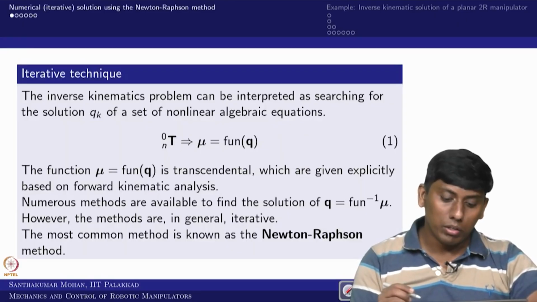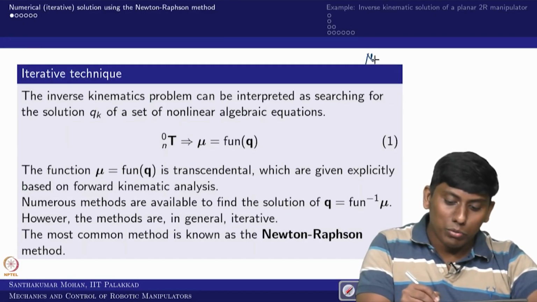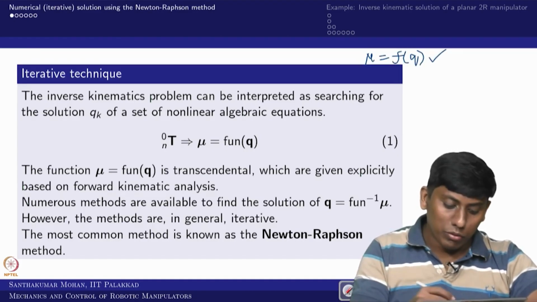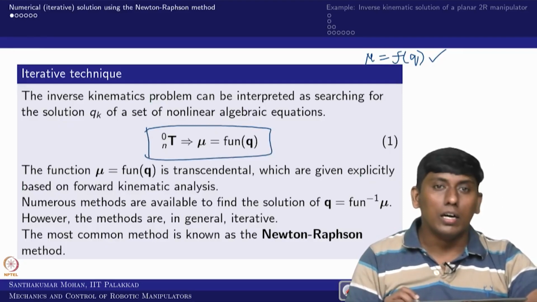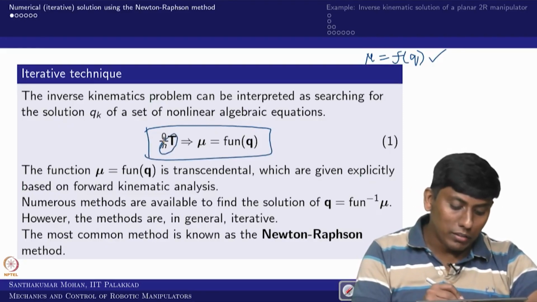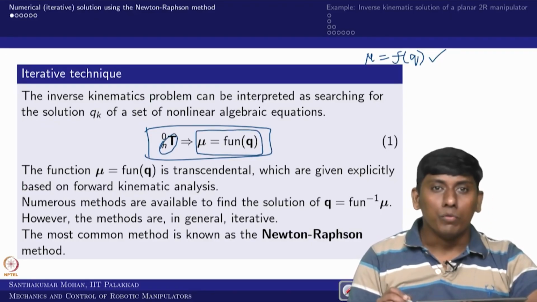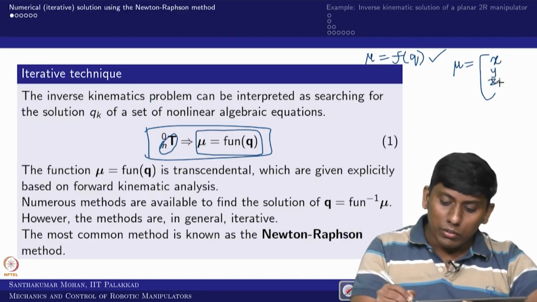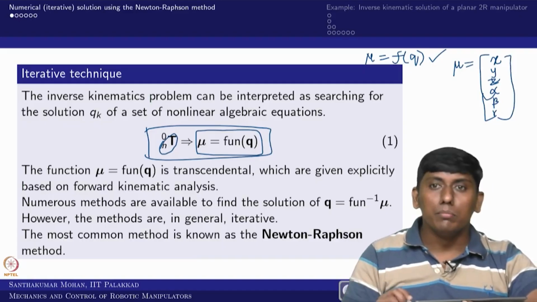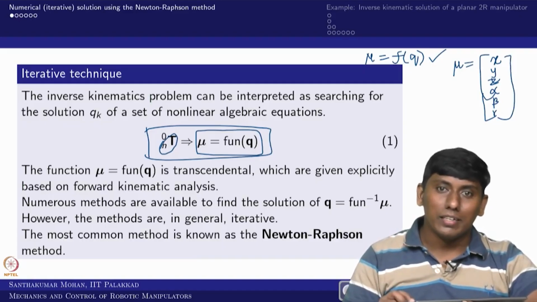So what we have is mu, a function of q. This is what we have found, especially from the transformation matrix of the nth frame with respect to 0. Mu is nothing but your end effector position, and then you have the end effector orientation. This is what mu is, but we can generalize.